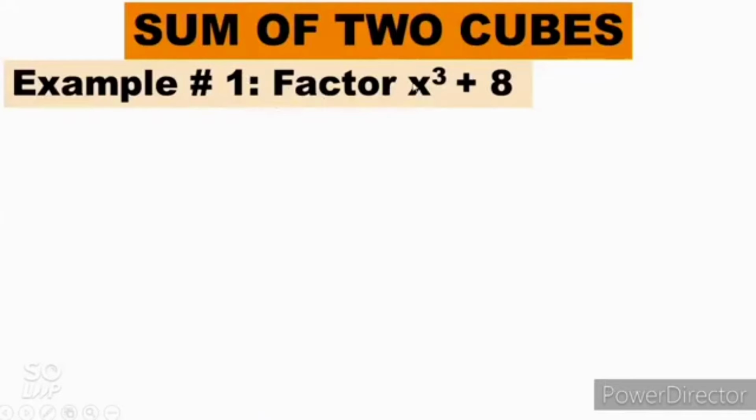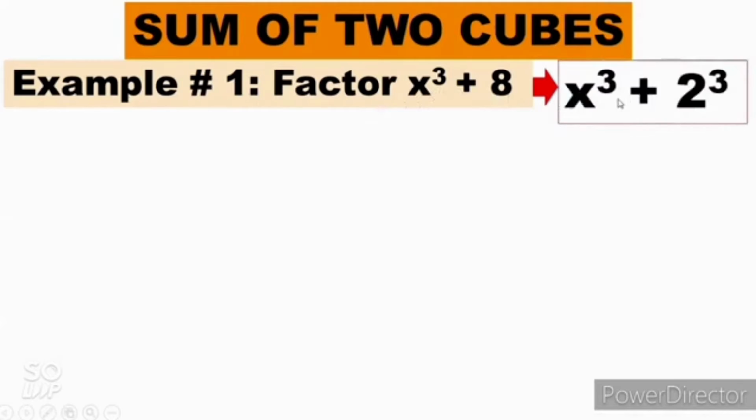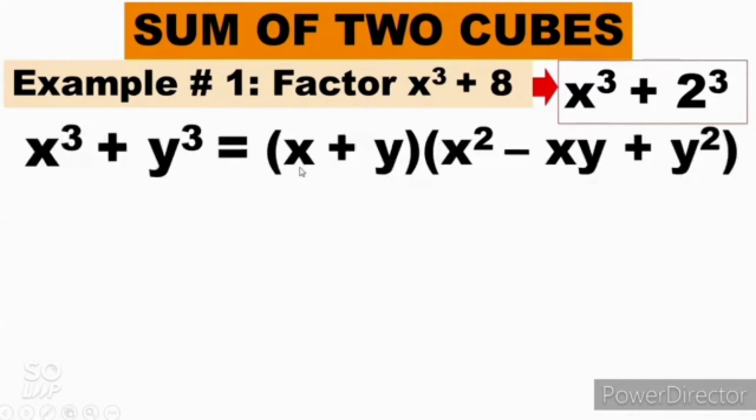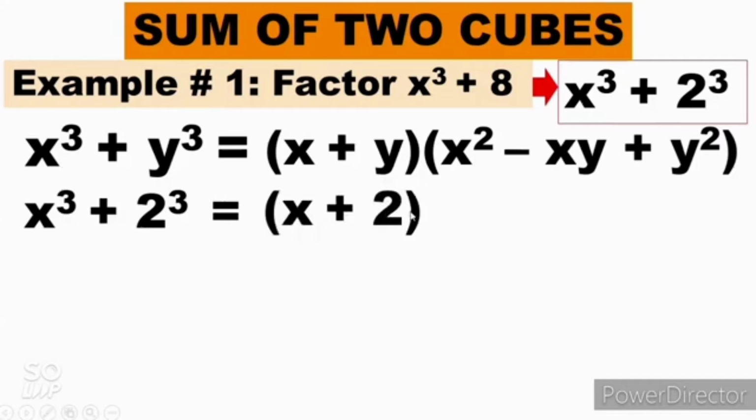Okay, next. Let's continue. X cubed plus 8, we're going to rewrite in the form of exponential form. We have x cubed plus 2 cubed, and then we use this pattern. The next, it becomes x cubed plus 2 cubed, and then to get the binomial factor, okay, kukunin lang natin yung root, which is root of x cubed is x, and the root of 2 cubed is 2.